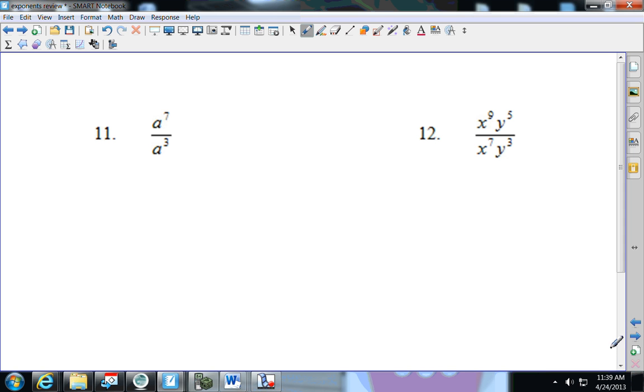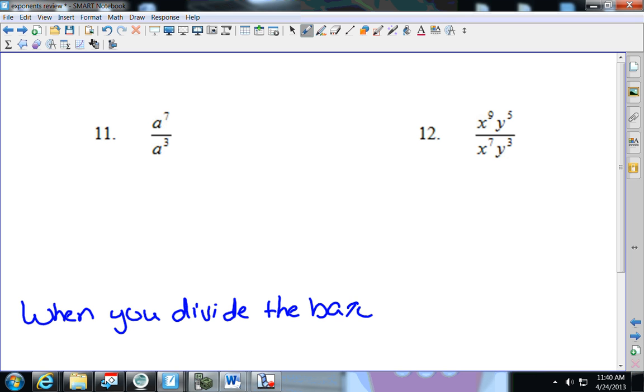Number 11. Now we're not multiplying. What are we doing? We're dividing. So when you divide the bases, well, let's try and erase that and try it again. You are going to do something to the exponents.